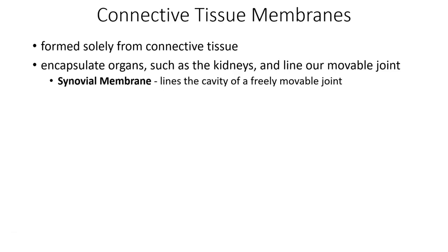Connective tissue membranes are made solely out of connective tissues, as the name suggests. These are going to encapsulate or contain organs like the kidneys, as well as lining the movable joints, and that is going to be a synovial membrane specifically. Those line the cavities of freely movable joints. A freely movable joint would be something like the shoulder or the hip, so we have a lot of movement, ranges of motion that we can go through in those particular joints.